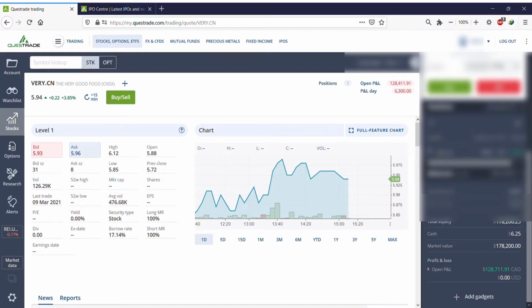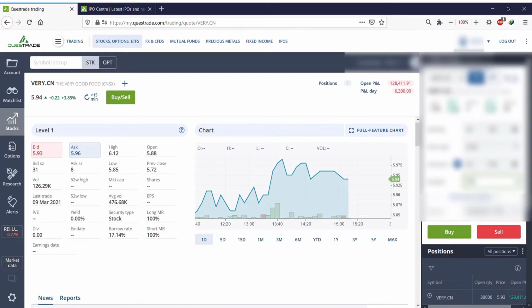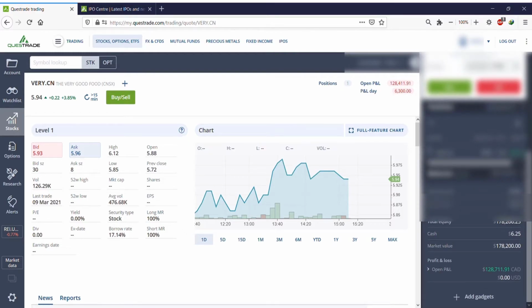So now I have 6.25, but let's assume you have $100,000 and you want to invest all in Veri, okay, which is a very good idea. As you can see in my P&L, let me show you. The P&L shows 128,711 since the very beginning, since like 5 months ago. Now it is lower in comparison to now.